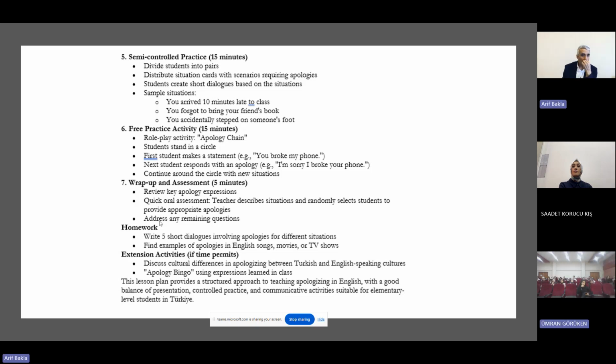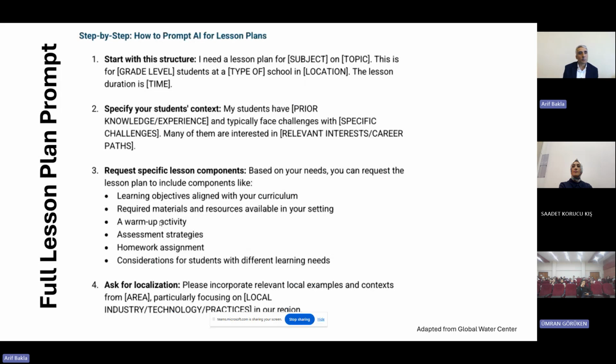Okay, so I said I used a very simple prompt to get that lesson plan, but a more detailed one will be something like this. And when we take a look at this lesson plan, we see that it has a structure. It does have a structure. Why? You have the introduction to the prompt. I need a lesson plan, give the subject that is English, for example, on, remember the topic, apologizing.